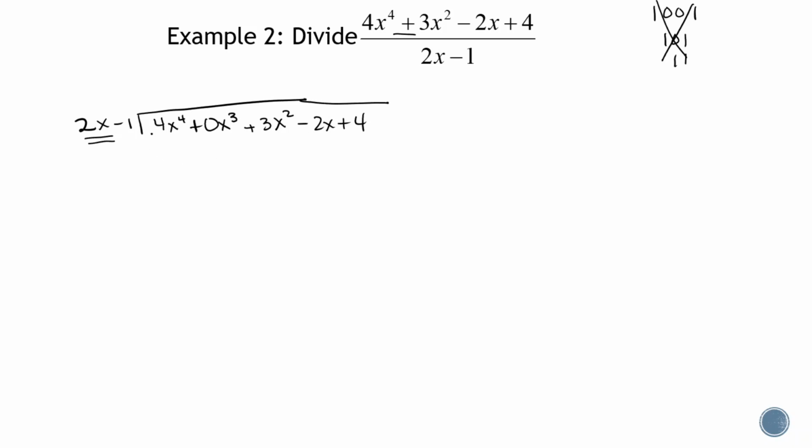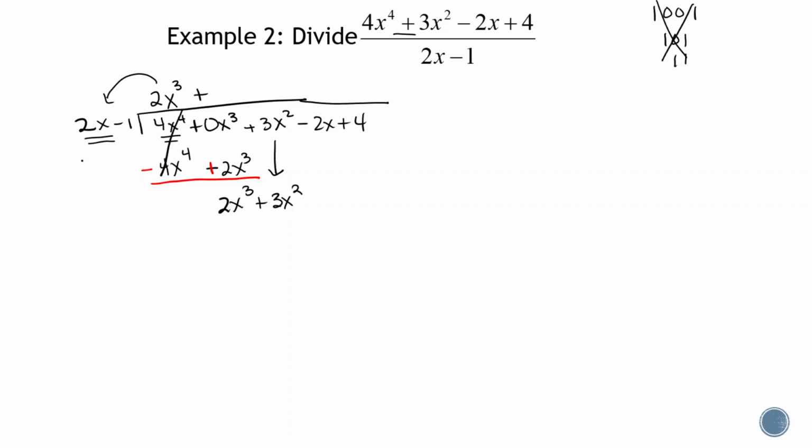What do I need to multiply 2x by to get 4x to the fourth? Well, 2 times 2 would be 4, and then I'll have to have an x cubed. So now we multiply, and I'll get 4x to the fourth minus 2x cubed. And then we do our subtraction. So I'm going to change these signs, and I end up with 2x cubed. And then I bring down my next piece. And I do the process again.